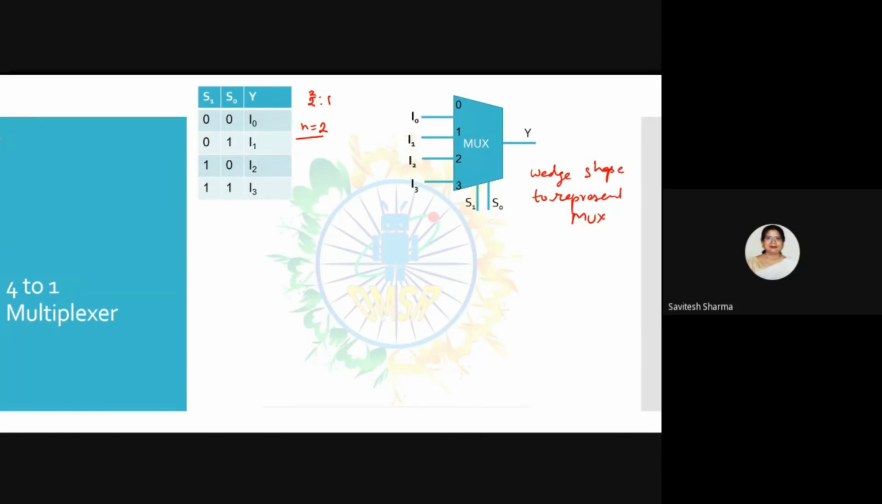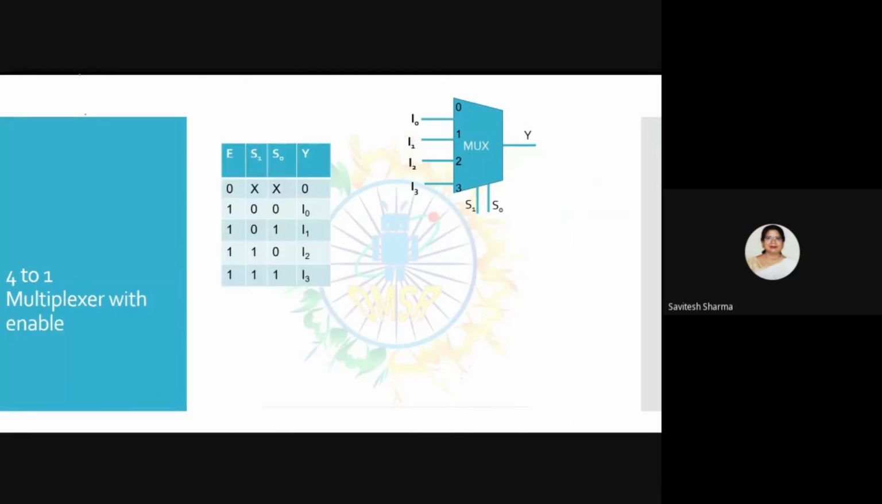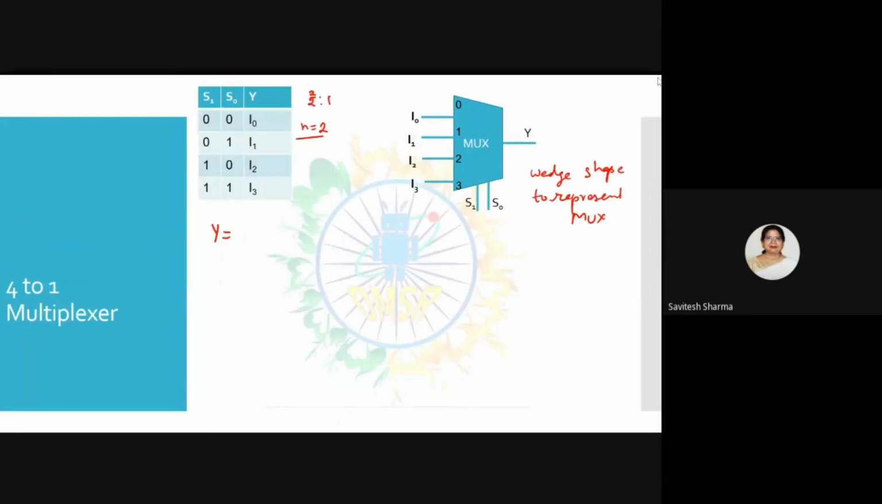So what is the expression for this? Tell me the expression, if you understand the concept I told you for 2:1. Take the combinations one by one and write the term. Help me in writing the expression. Tell me what the first term will be. The first term corresponds to I0. Tell me what will be the expression for this Y?